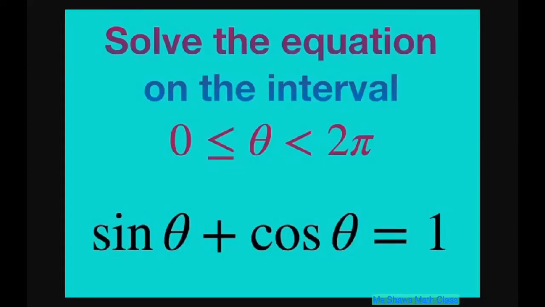Hi everyone, we're going to solve the equation on the interval 0 to 2 pi. Sine of theta plus cosine of theta equals 1. There's two different methods that you can use. I've already done videos on another method. This method is just to square both sides. So these are linear in sine and cosine.